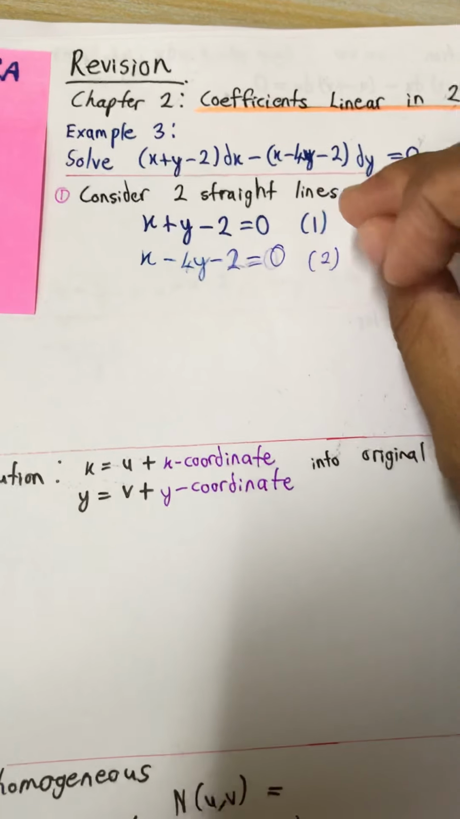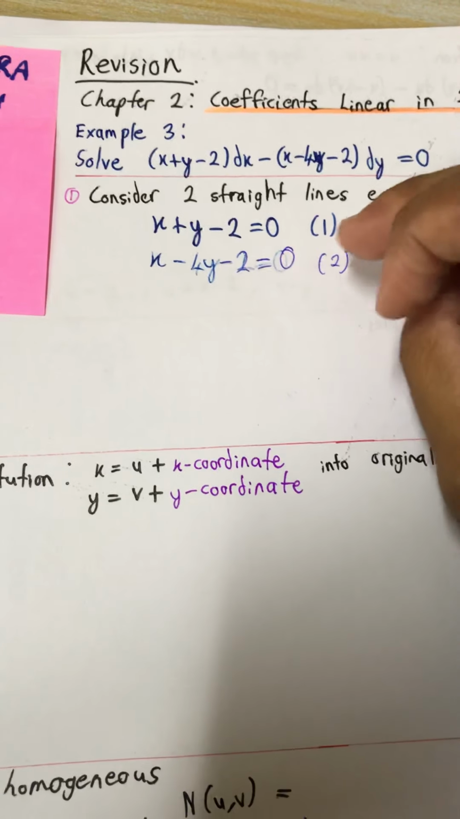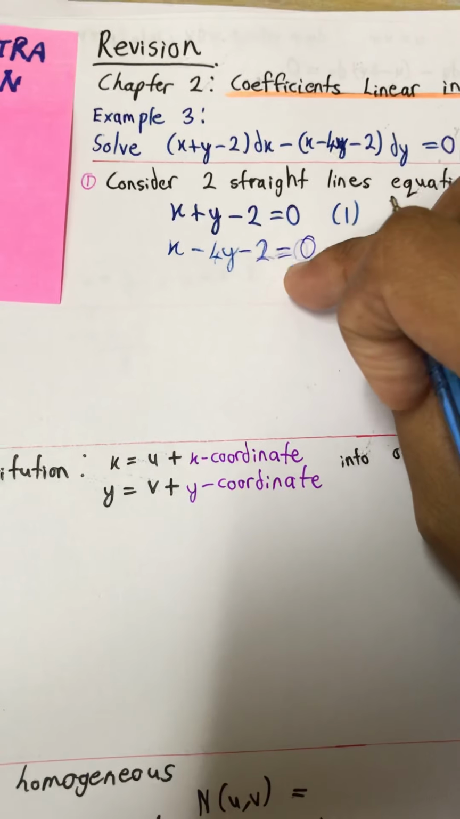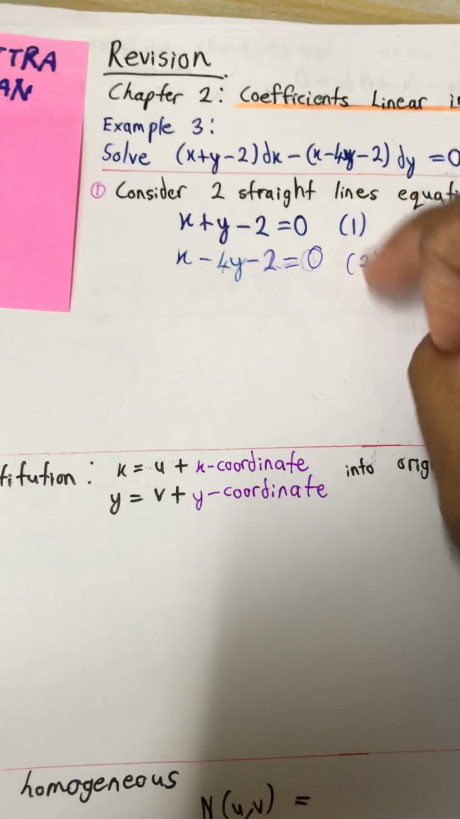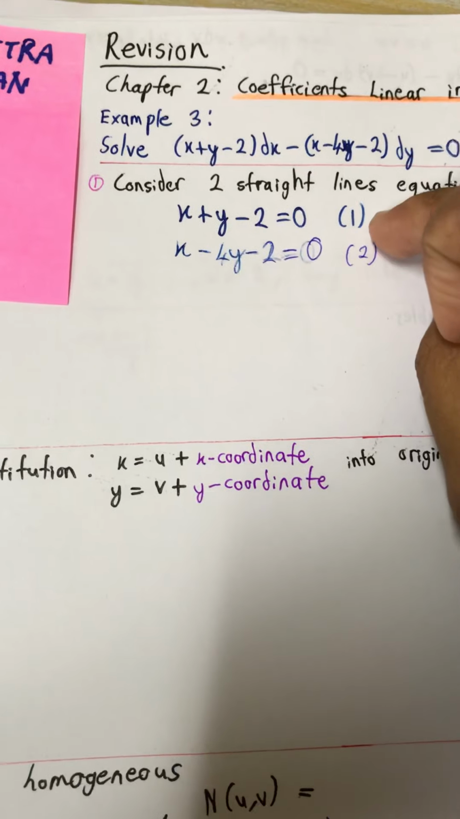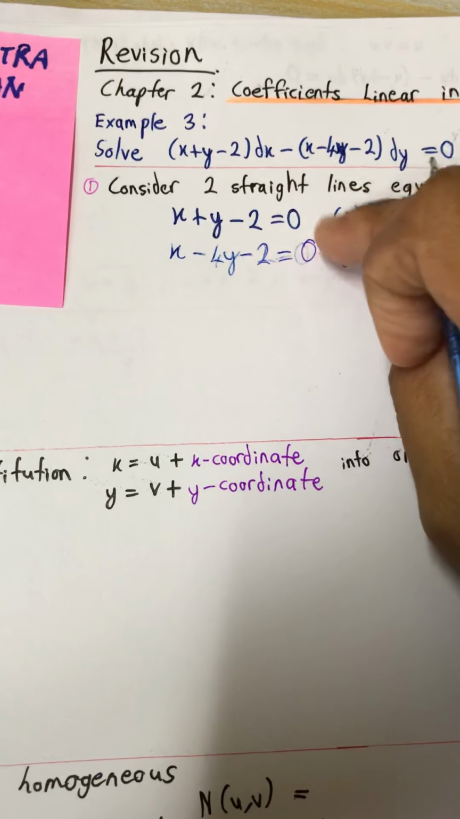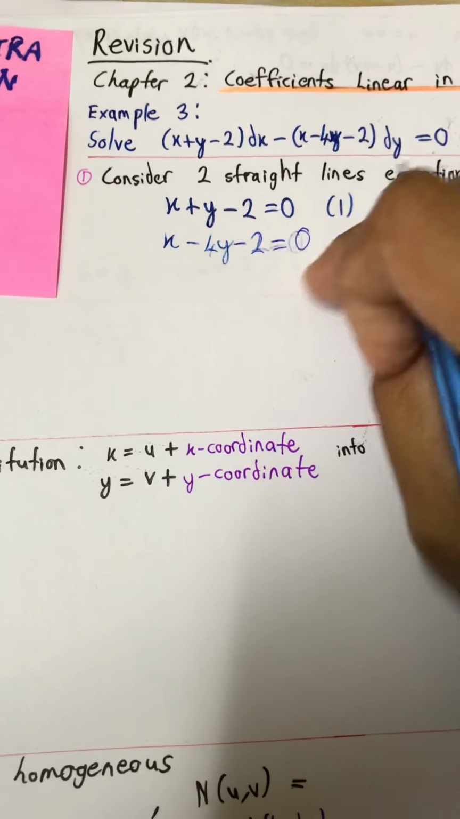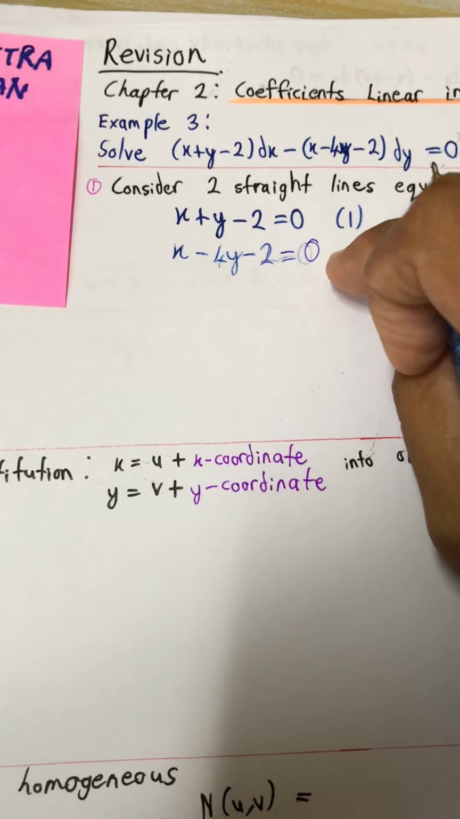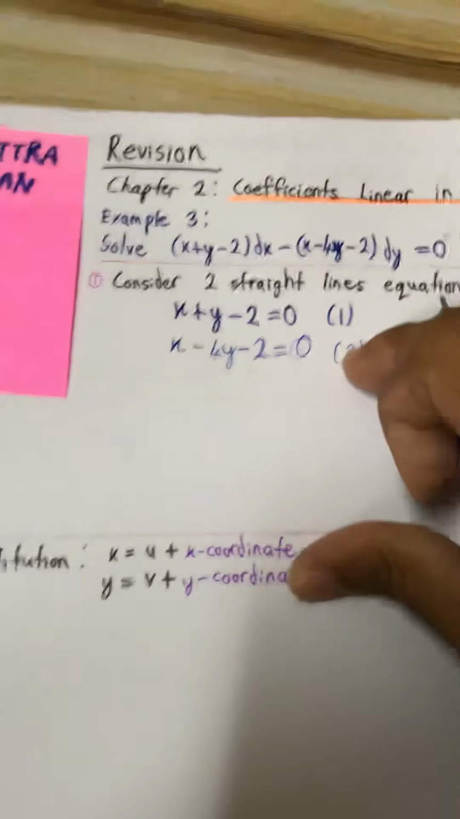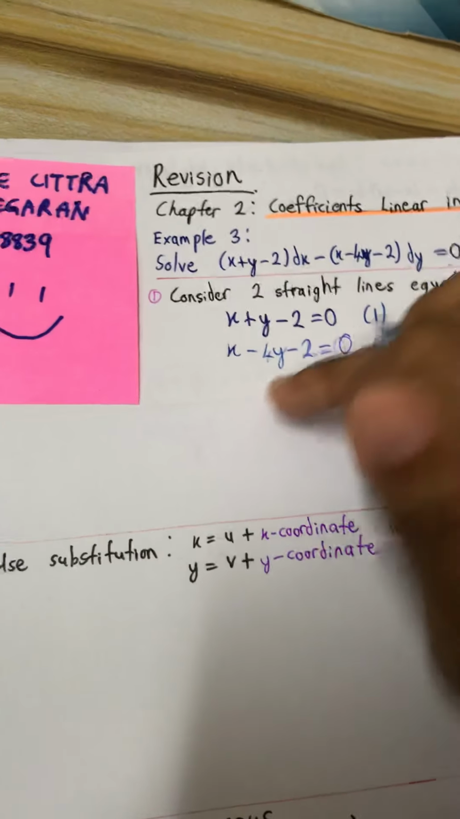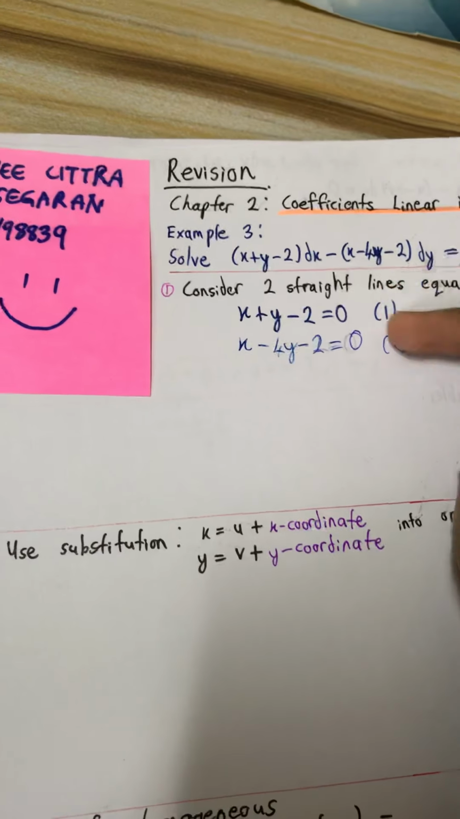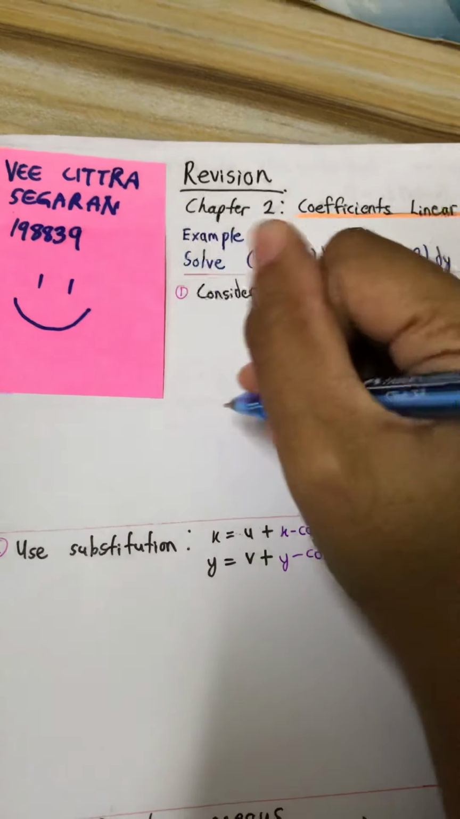If they are parallel, their slopes should be the same. Here we can see that both of these straight lines intersect, and by solving these two we will get the point of intersection. So we solve these two simultaneously. We can take the first equation minus the second one.